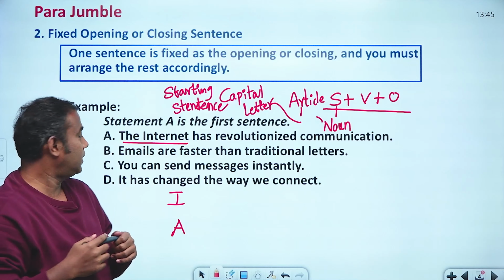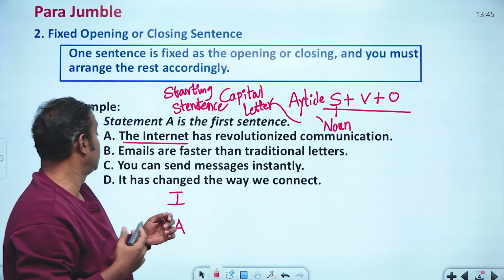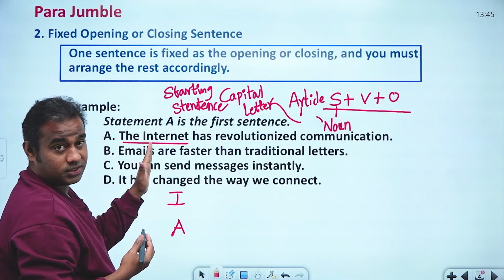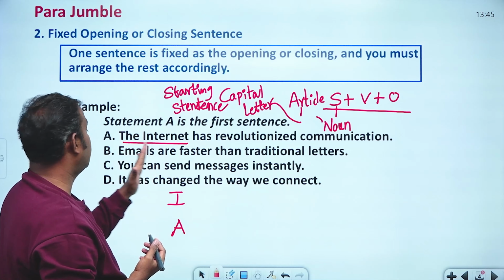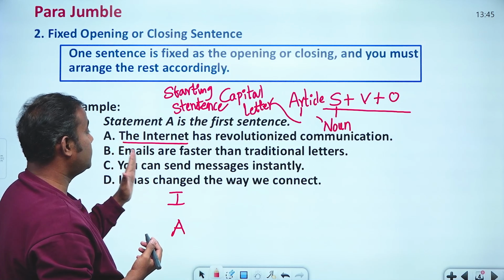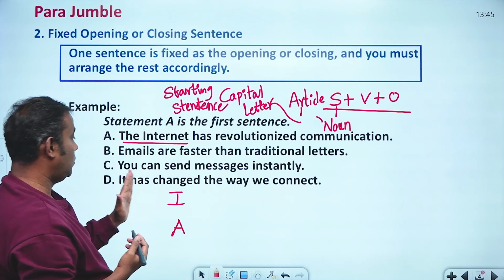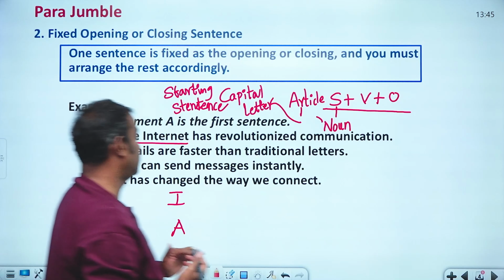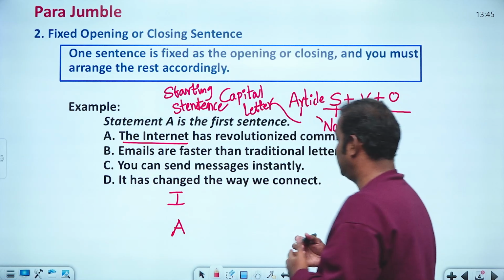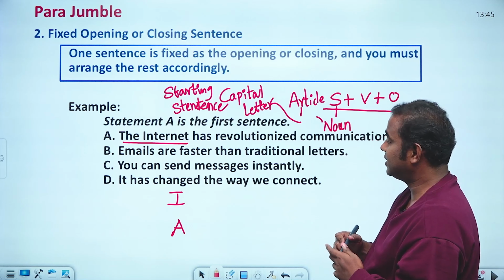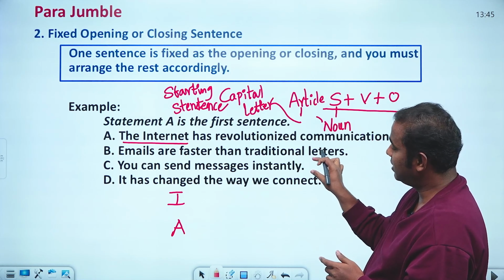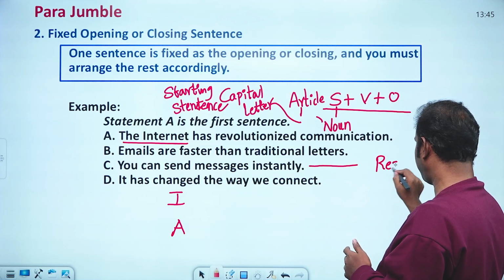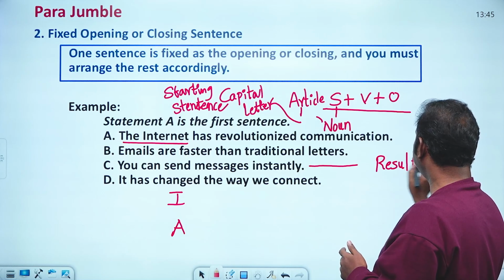Okay. So here, yeah, now this point is fixed. So what will happen here? Emails are faster than traditional letters. You can send the messages instantly. It has changed the way we connect. You can send the messages instantly. So that is basically the result. This sentence is basically the result.